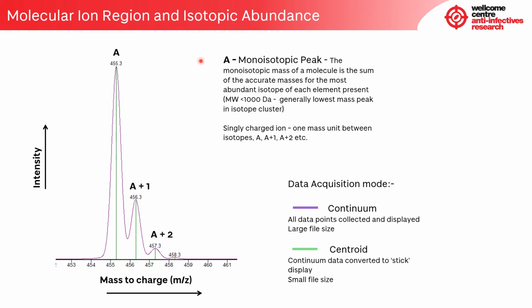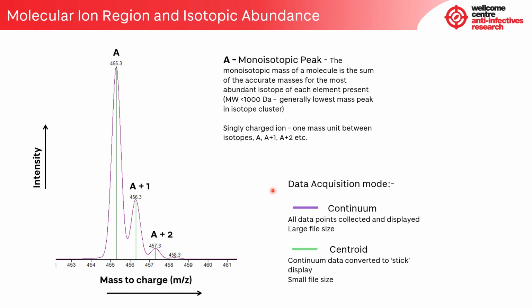The formal definition of this is that it's the sum of the accurate mass of the most abundant isotope of each element present. This is a bit of a mouthful, but in general, for medicinal chemistry and drug discovery where molecular weights are under 1,000 Daltons, generally the lowest mass peak in the isotope cluster is the monoisotopic peak. The various isotope peaks are separated by one mass unit, and this is indicative of a singly charged ion. In the next slide, we'll look at the effects multiple charging would have on the isotopic pattern.